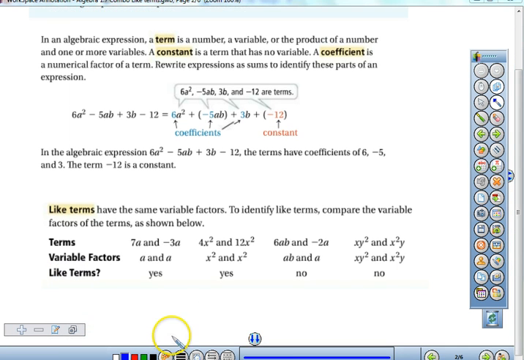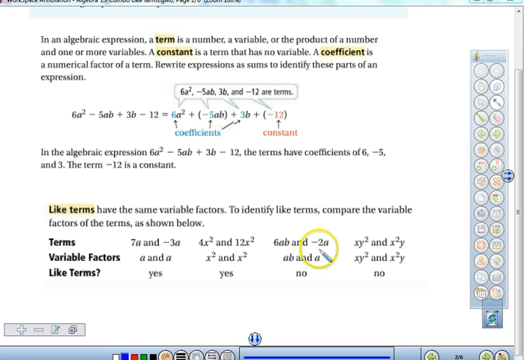Here we talk about like terms. What are like terms? Now you probably did a little work with this last year. Like terms can actually be added together. So terms like 7a and negative 3a, the factor is both a. Are they like terms? Yes. 4x squared and 12x squared are like terms. They both have the x squared. If we were going to add those, we'll see that shortly, but we're going to add the number coefficients.